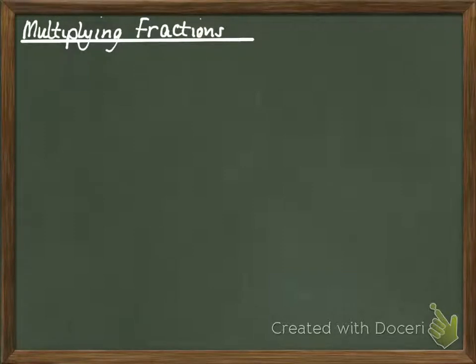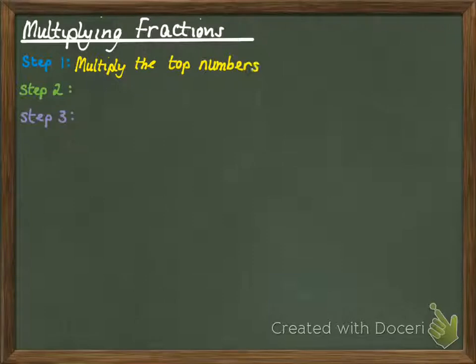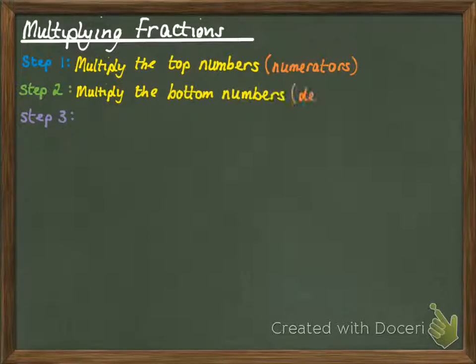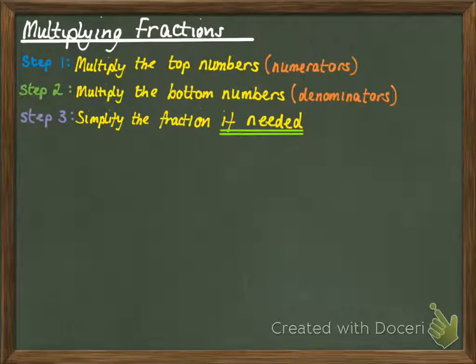Okay, so multiplying fractions is quite an easy skill to do. What we're going to do is split it up into 3 steps. So we've got step 1, step 2, and step 3. Step 1, multiply the top numbers. These are called the numerators. So the maths word for them is the numerators. We're just going to think of them as the top numbers. Step 2, multiply the bottom numbers. These are called the denominators. And then the last step, which relates to my last video, simplify the fraction if needed or if possible.